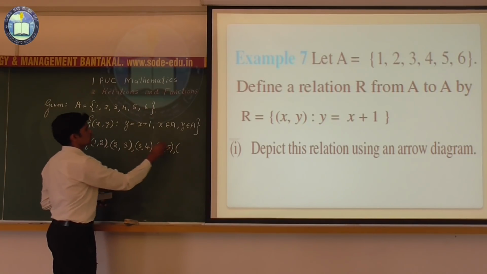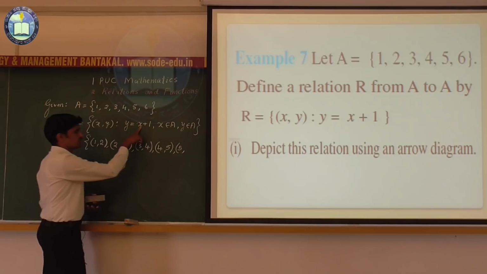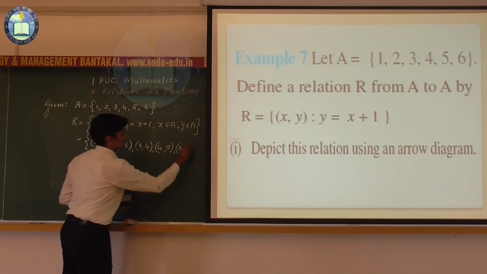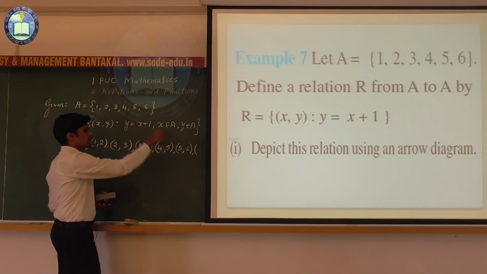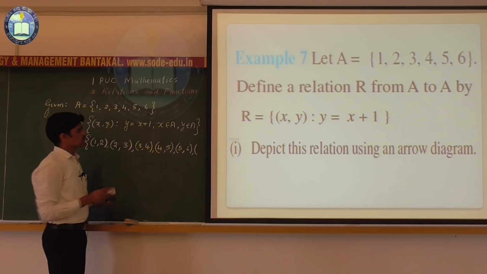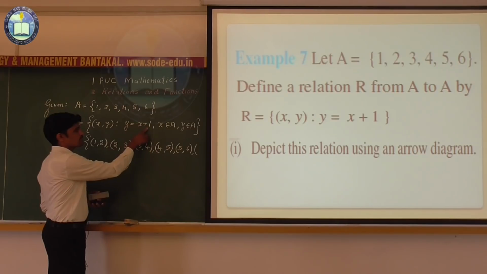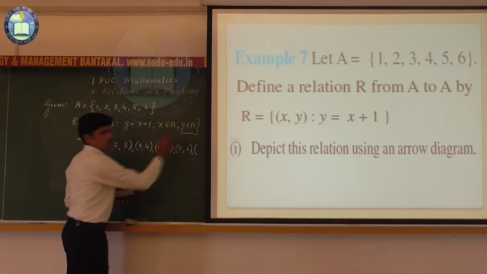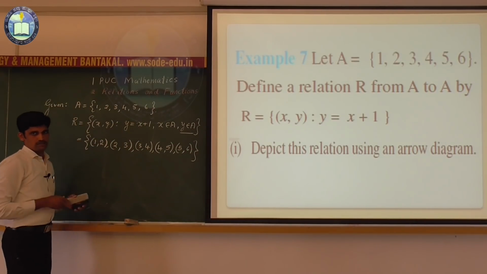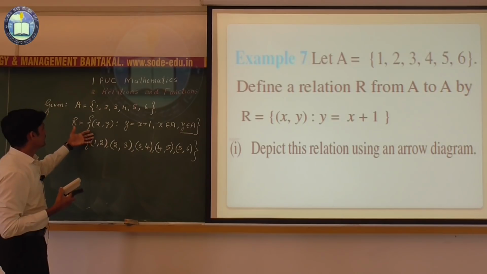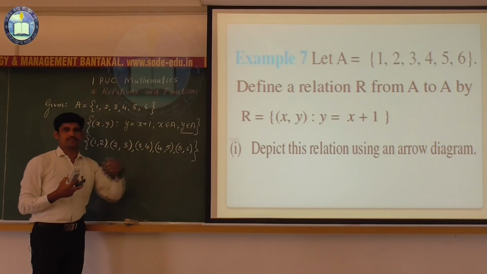Let us give x is equal to 5. When you give x equal to 5, 5 plus 1, 6. Y value is 6. And when you give x is equal to 6 here, y becomes 7, and that y does not belong to set A. Therefore, this element does not belong to the relation R. So this is the relation in roster method.